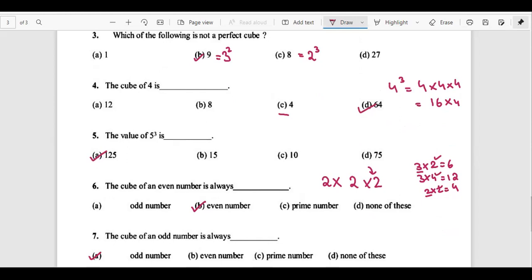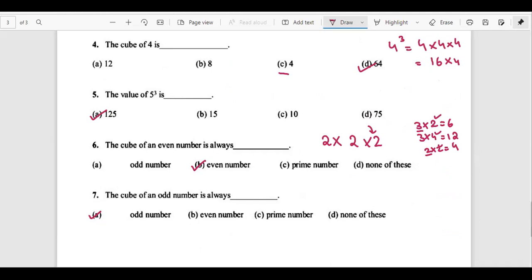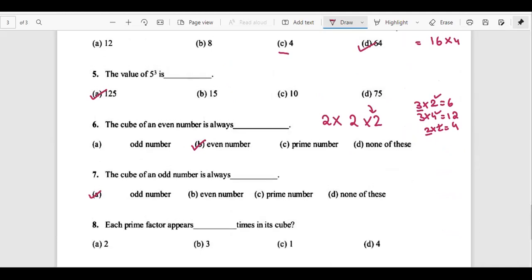Yes. Okay. Then we have each prime factor appears, excuse me, just give me a second. Okay, just give me a second. I'll be back in a minute, okay?